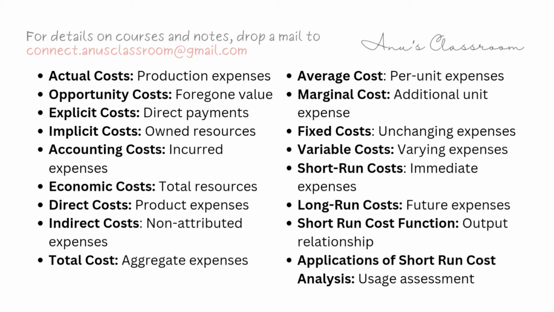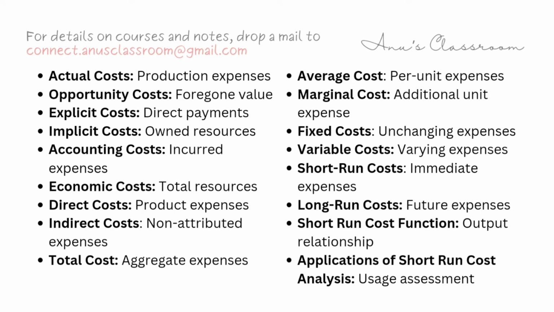Costs can also be classified as direct cost or indirect cost depending on whether they can be directly attributed to a specific product or a service. Total costs include all expenses that are incurred in producing a certain level of output, while average costs are calculated by dividing the total cost by the quantity that is produced. Marginal cost indicates the additional cost that is incurred by producing one more unit of output, which is an essential metric for decision making. Fixed costs remain constant regardless of output levels, like rent or salaries, while variable costs fluctuate with output, like raw material cost or labor expenses.